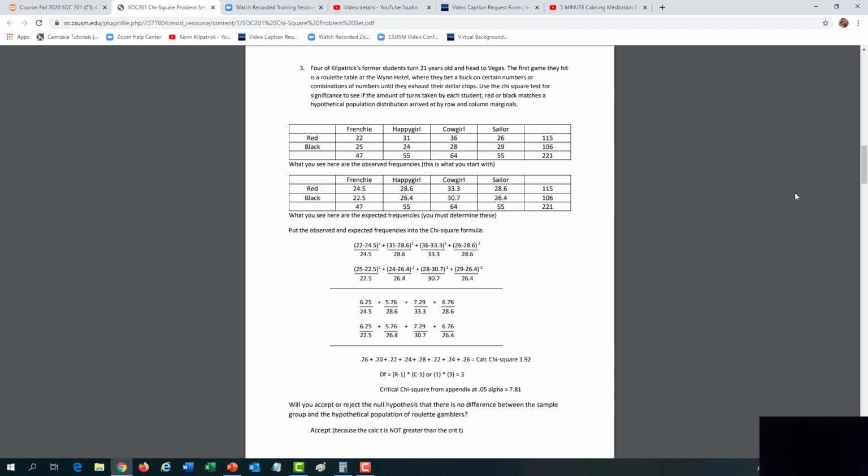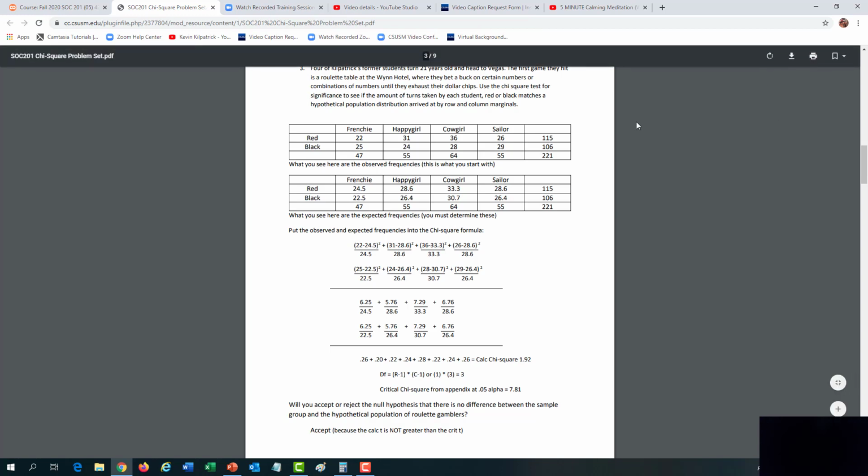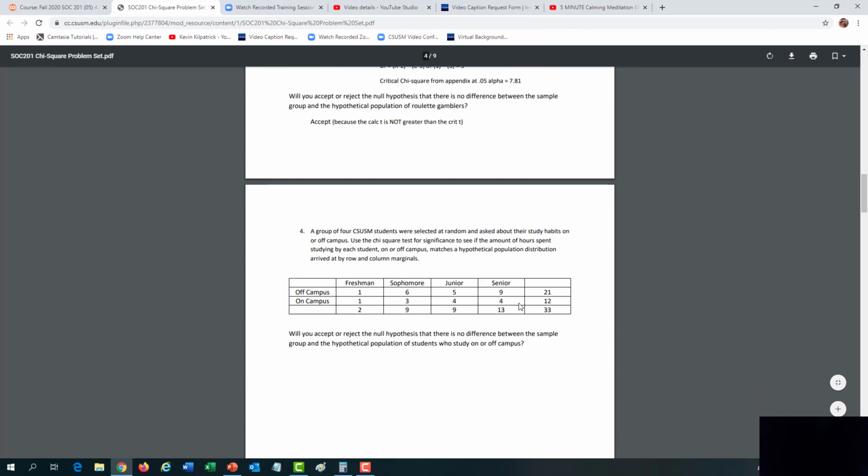Use the chi-square test for significance to see if the amount of turns taken by each student, red or black, matches a hypothetical population distribution arrived at by row and column marginals. Okay, row and column marginals is just multiplying a column total by a row total. That's what the marginal means, okay? So here's the original problem. Let's scroll down and look at problem 4.